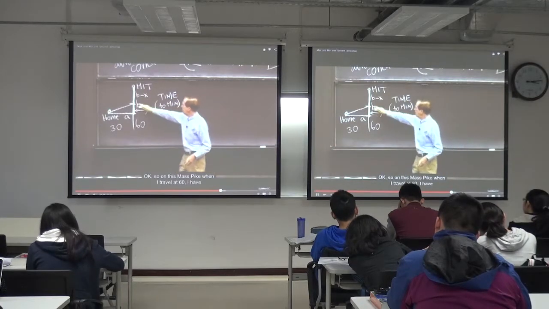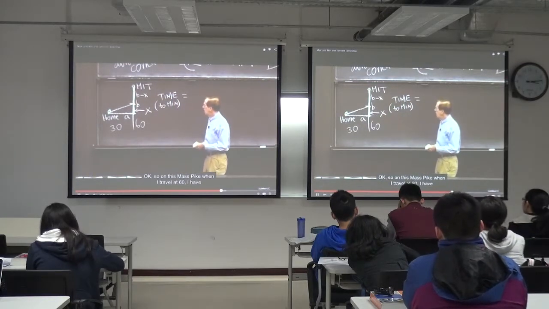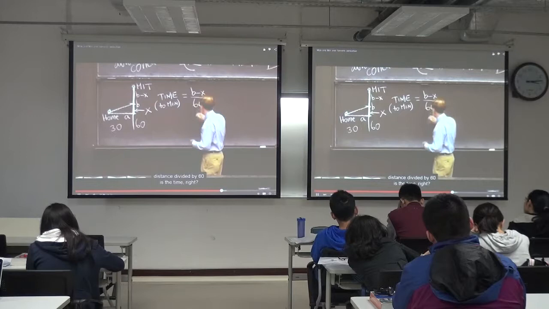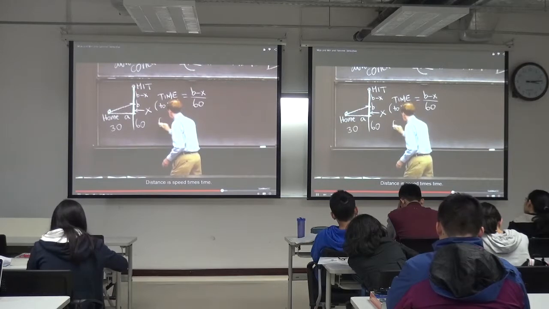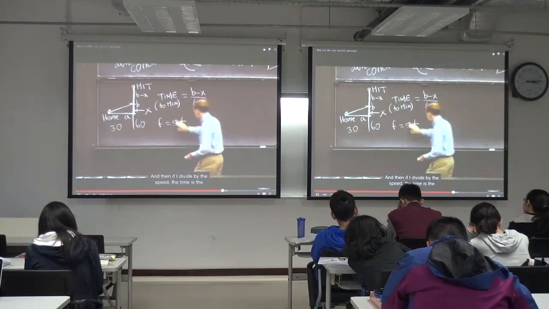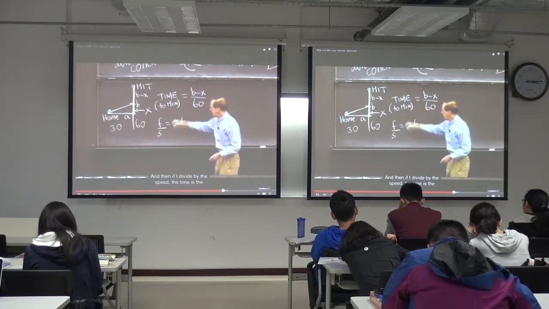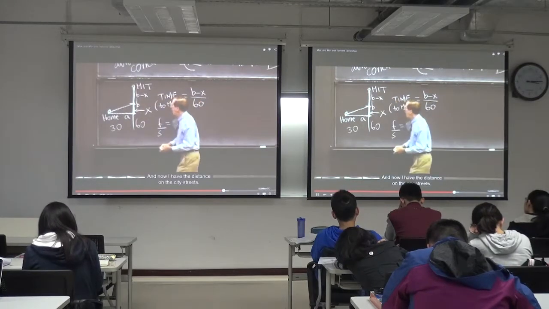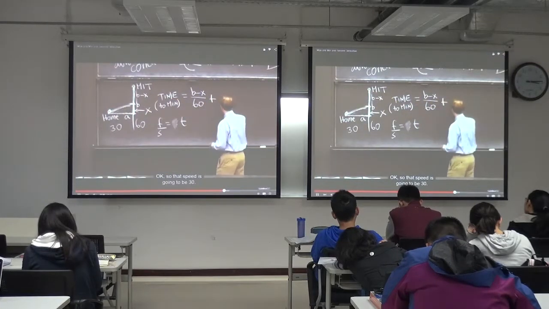Okay. So on this Mass Pike, when I travel at 60, I have distance divided by 60 as the time, right? Am I remembering correctly? Let's just remember. Distance is speed times time. That's the one we know. And then if I divide by the speed, the time is the distance divided by the speed. The distance divided by the speed on the pike. And now I have the distance on the city streets. Okay, so that speed is going to be 30.